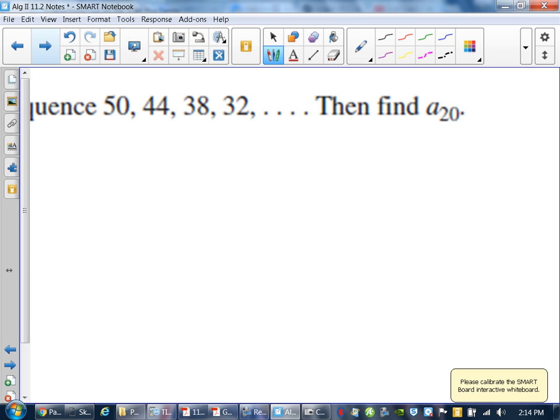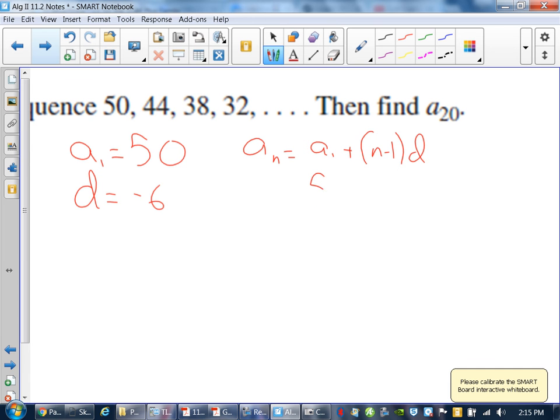That's high school. Yes. What is your first term? 25. 50. What is the common difference? 6. Is it 6 or negative 6? It's negative 6, it's going down. So write out the rule. Your nth term, first term, n minus 1, difference.